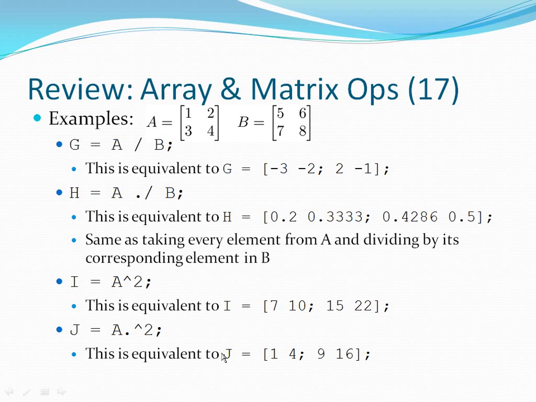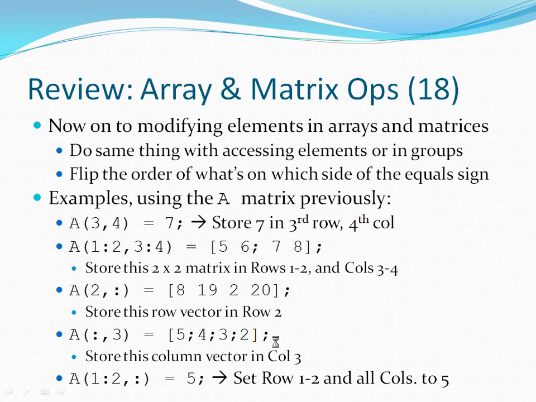Okay. Now we're going to get onto modifying elements in arrays and matrices. All right. So we're pretty much going to do the same thing as accessing elements in groups. All you're going to do is just flip around the order of operations. So for example, if you wanted to store the number 7 using the matrix A that we declared previously, in row 3, column 4, you do A(3,4) = 7, and then you get the number 7.